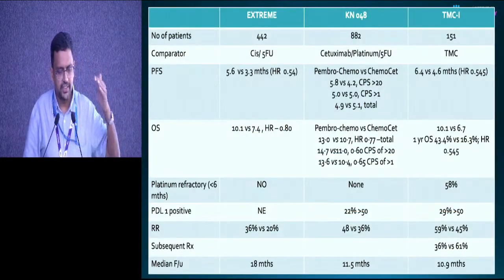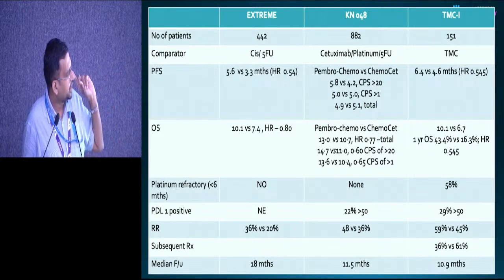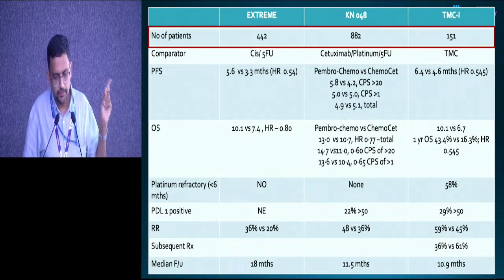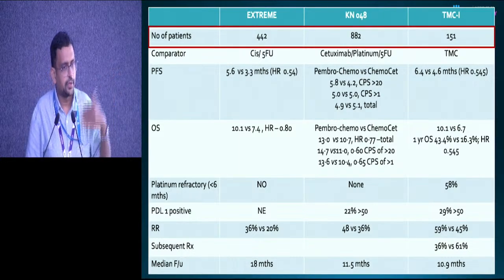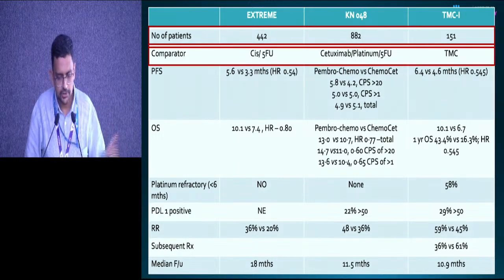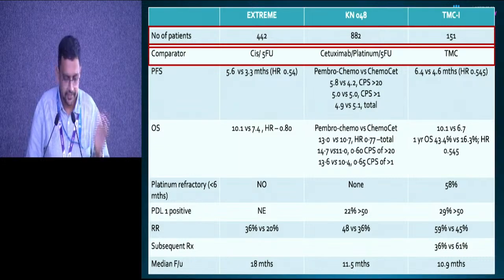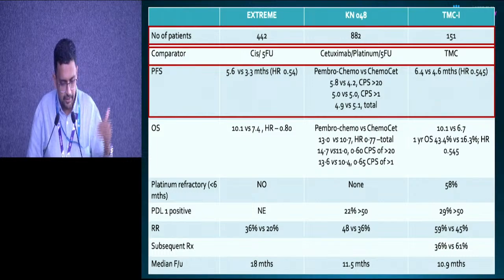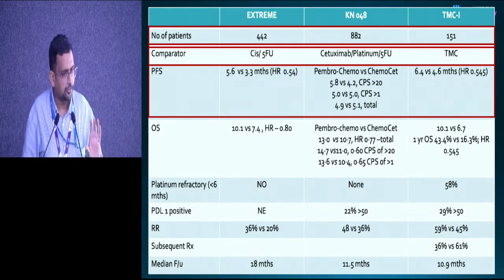So let's go with these trials. You have the EXTREME, you have the KEYNOTE-048, and you have this low dose immunotherapy trial. 440 patients, 880 patients, 151 patients. What did you compare it with? You compared it with chemo on one side, chemo plus cetuximab, and only oral metronomic therapy. So your comparator arm is different. Now, interestingly, despite that, when you look at the PFS, the EXTREME had only a 3.5 month PFS. The triple metronomic actually has 4.5 months.